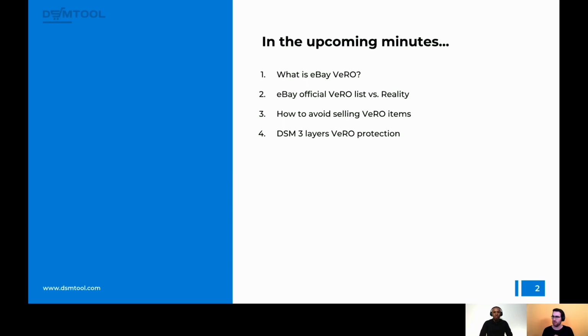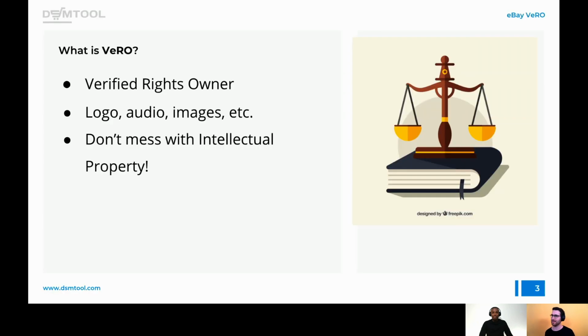Then I'm going to talk about how to avoid selling VERO items, and that is not oriented only for DSM users. If you're dropshipping manually, or from wholesalers, no matter where you're dropshipping from, it's relevant for you to know. Even if you're dropshipping on Amazon, it's still relevant because Amazon has its own restricted and blacklisted items. And then, since I did come from DSMTool, it makes sense that I would promote it, so I'm going to talk about the 3 layers of protection of DSMTool. Let's go right into it.